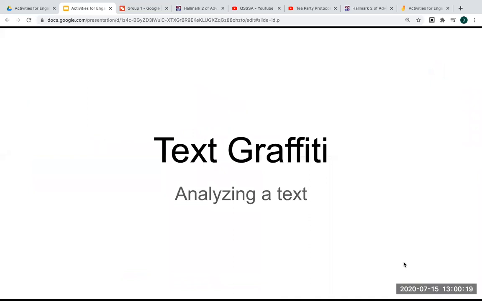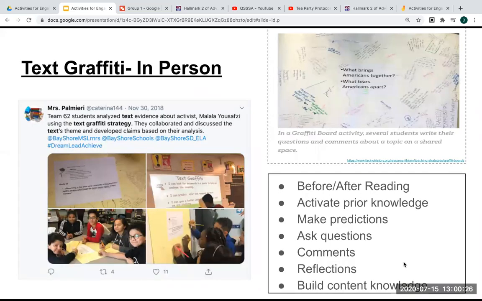The final strategy or activity that I'm going to share with you today is text graffiti, and this is for analyzing a text. It can be used before or after reading or viewing a video or after a discussion, whatever it might be. It activates prior knowledge, helps students make predictions and ask questions and leave their own comments and also reflect. So I may read a comment that a peer has written and make a reflection and revise my own or ask further questions. And if it's used as a pre-reading strategy, it can be used to build that content and background knowledge.